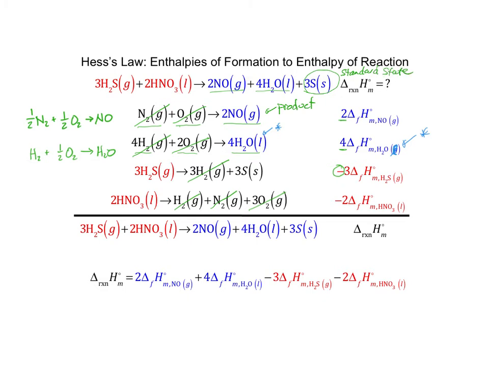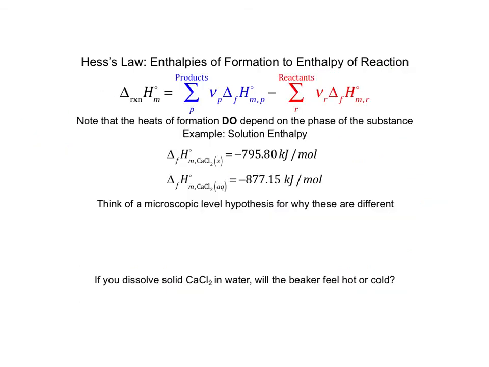So now my delta H of reaction becomes the sum of all of my delta H's of formation all together. And so we can simplify this down to say that the delta H of reaction is the sum of the products, the moles times the delta H of formation, minus the reactants, the moles times the delta H of formation.